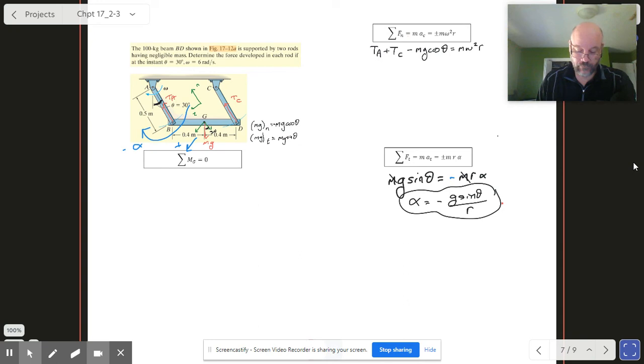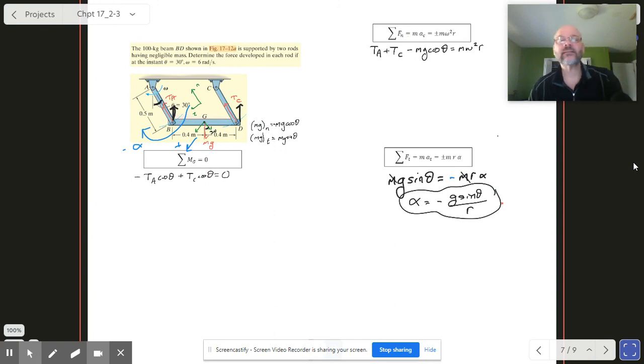And so we'll sum the moments around the center of mass. And so I'm going to have T. I need this vertical component there. And I'm going to need this vertical component there. All right, those are going to both be T cosine 30. So I've got TA cosine 30, and that's going to be negative. And then I've got TC cosine 30, and that's going to be positive. Those are both equal to 0.